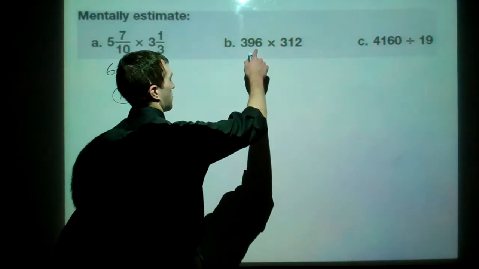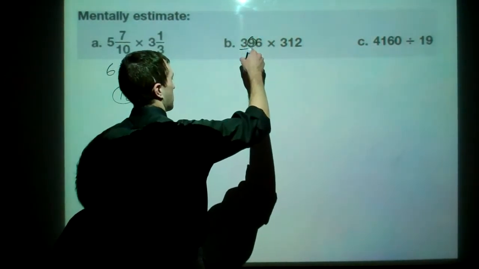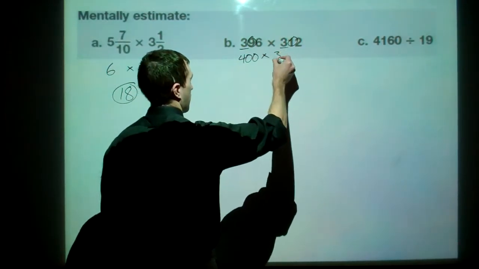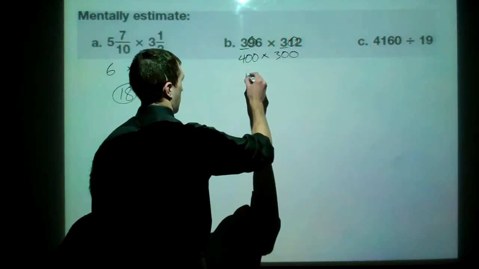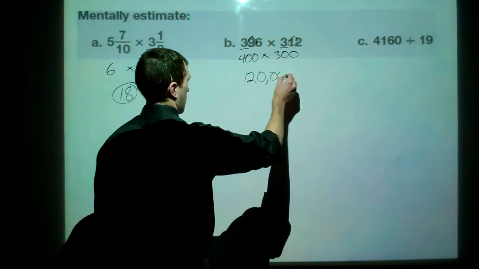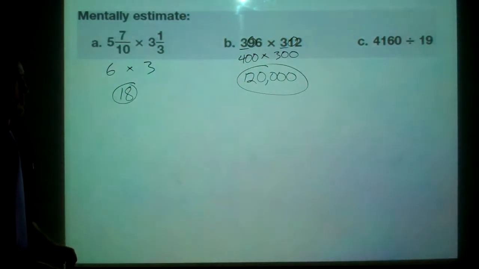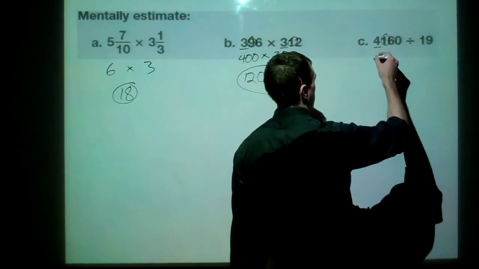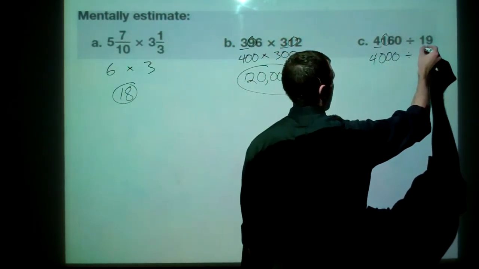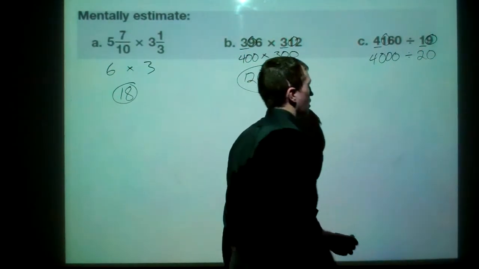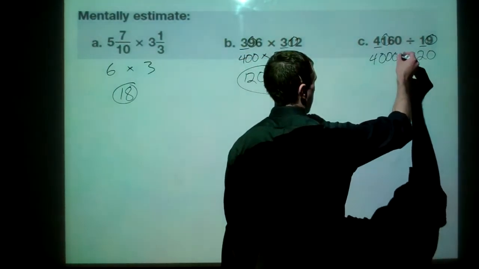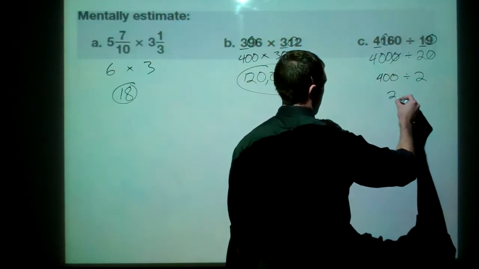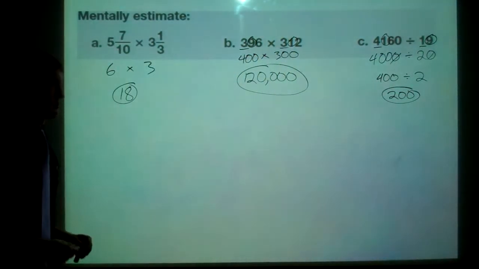396, I would round this one up to 400. That's bigger than 5. And I would round this one down because 1 is less than 5, 300. And we should be getting 4 times 3 is 12 plus 4 zeros, 120,000 there. And lastly here, I would round this to the nearest 1,000. Round this down to 4,000. Round this up to 20. 4,000 divided by 20 is the same thing as 400 divided by 2, which is 200. So those are your estimated answers.